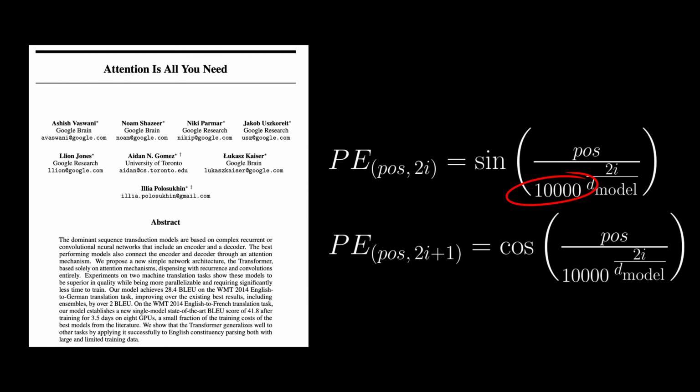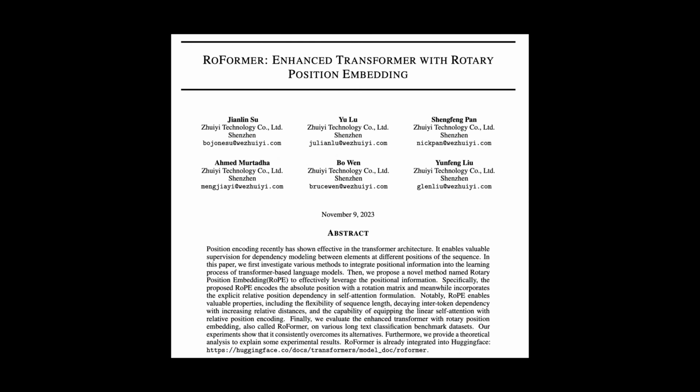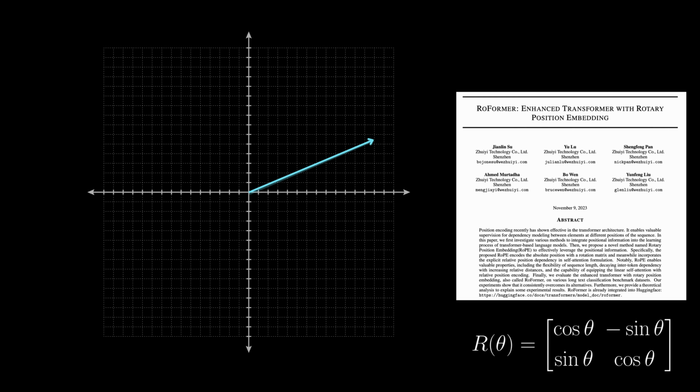Later, the authors of rotary position embeddings proposed a different idea. They encode position by rotating token representations in a 2D subspace. But how does rotating a vector encode positional relationships? These are the questions that we'll explore in this two-part video.